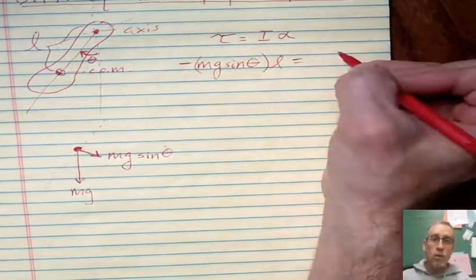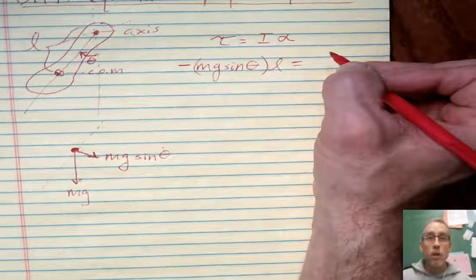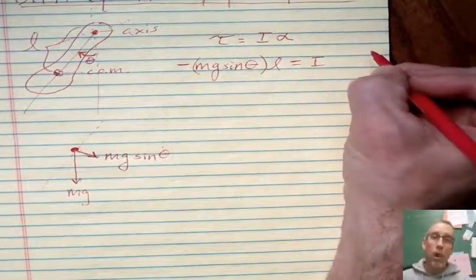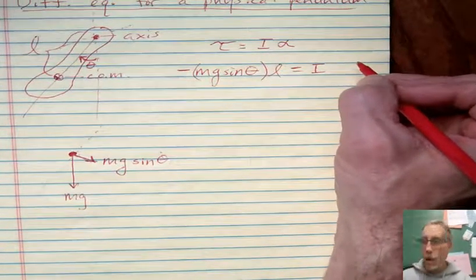Now this is any old generic shape, and so we're not going to use the moment of inertia expression for a simple pendulum. We're just going to call it I, and that'll be one of the parameters that you'd have to be given, or maybe if you know what the shape is, you can figure out what I would be.